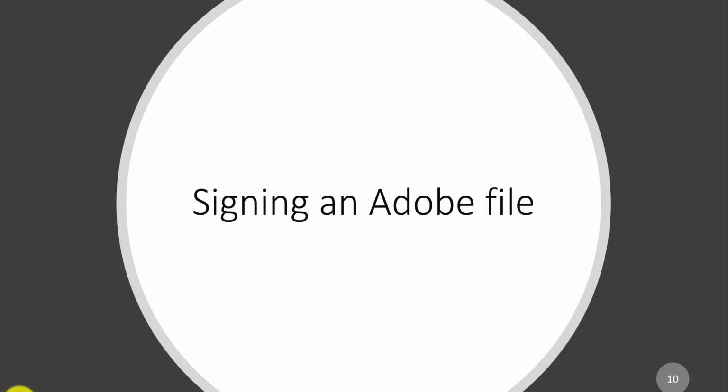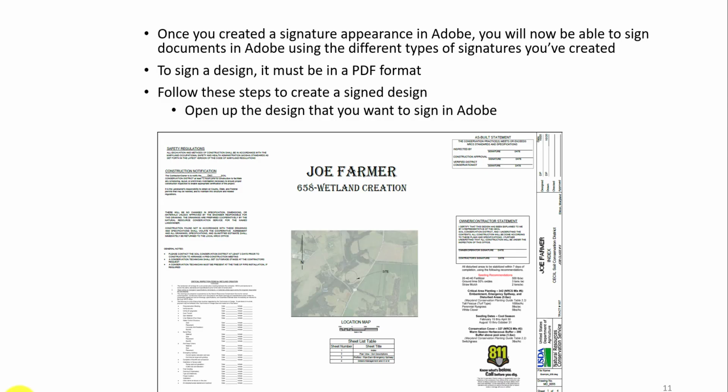So now we're going to go through the steps of signing an Adobe file. Once you've created a signature appearance in Adobe, you'll now be able to sign the documents in Adobe using the different types of signatures you've created. To sign a design, it must be in a PDF format. Follow these steps to create a signed design.